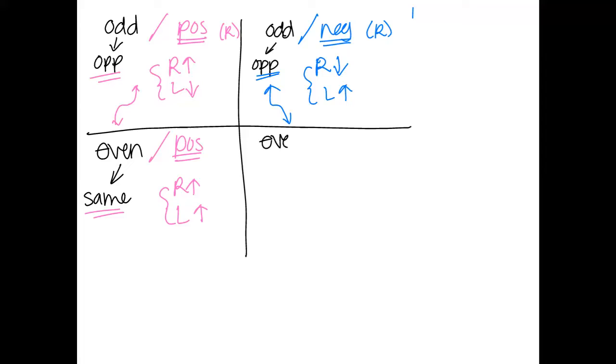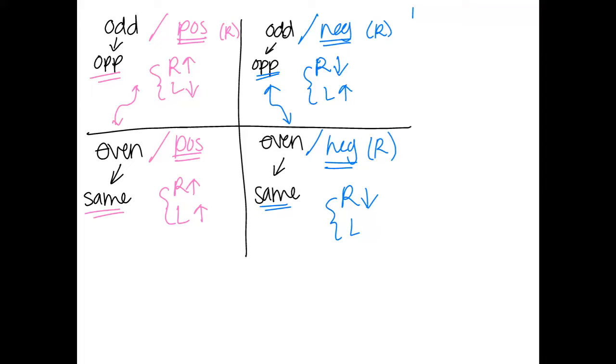Now, if I had an even negative, even is still the same, but the negative again tells you which side the right one goes. So they have to go to the negative side, which is going to be what? Up or down? Down. And because they're the same, the left has to also go down. Okay? And so for that one, you're going to have something looking like this, both pointing downwards.